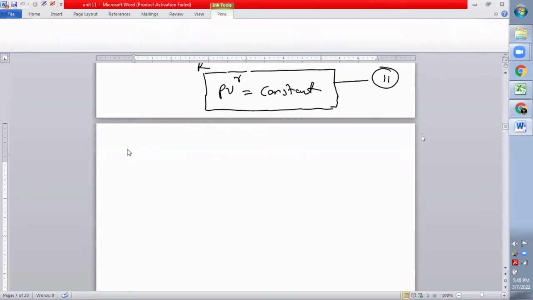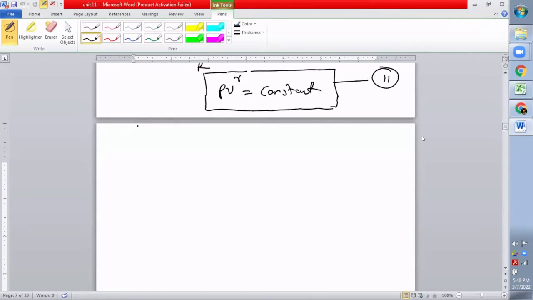Yes? Anyone? Repeat again. What is the difference between non-flow system and flow system?